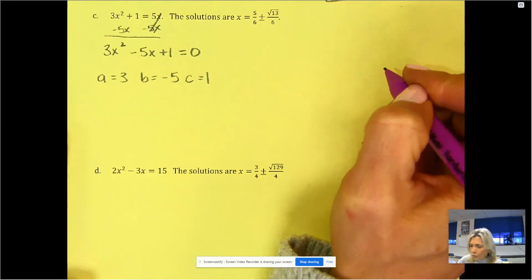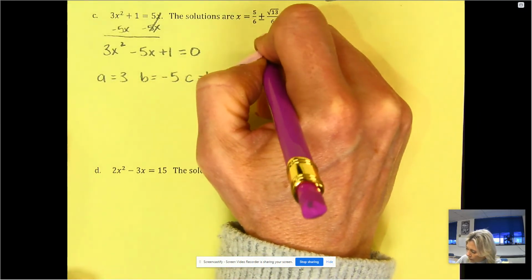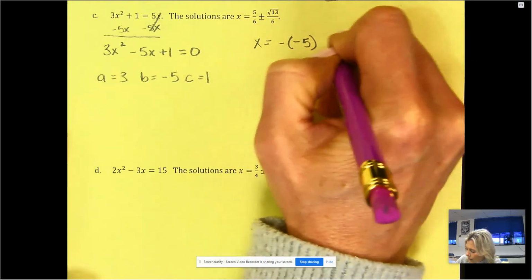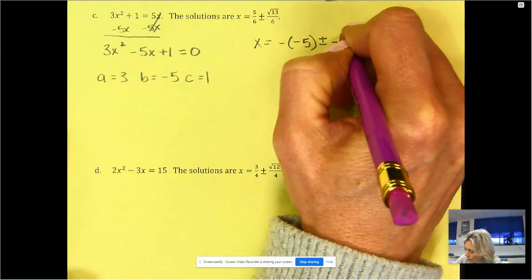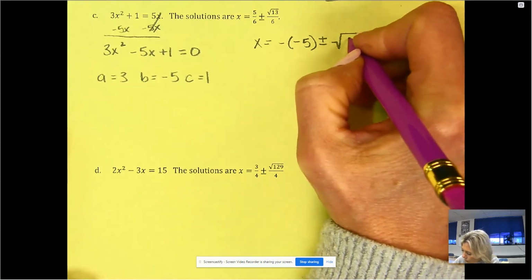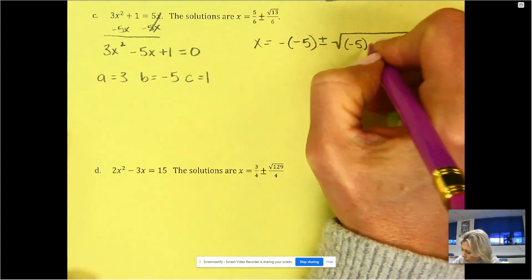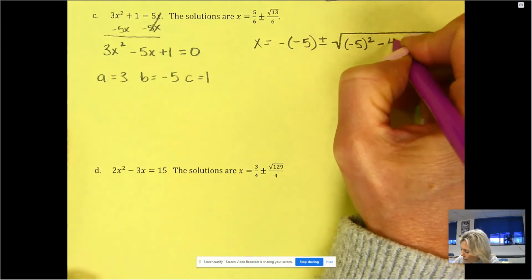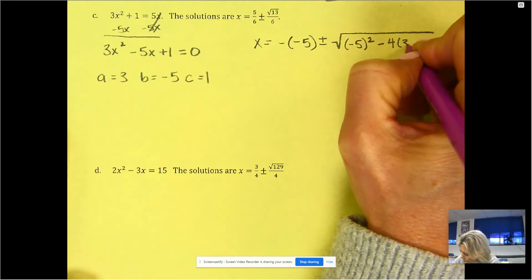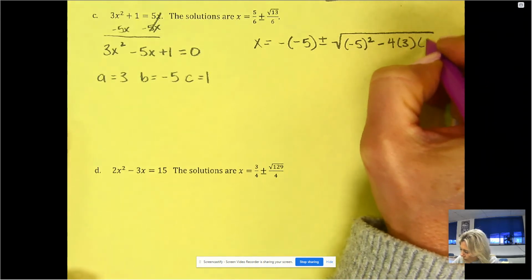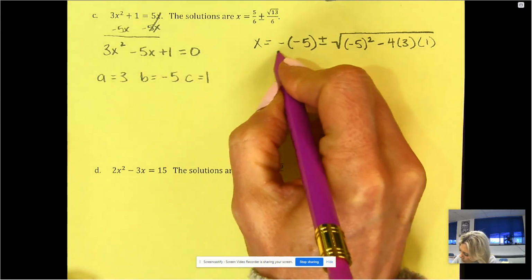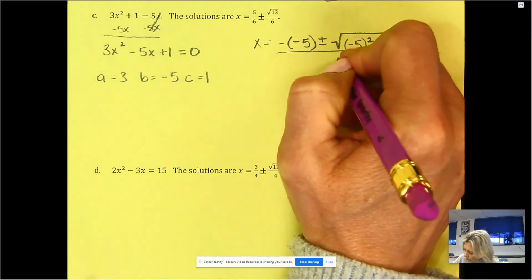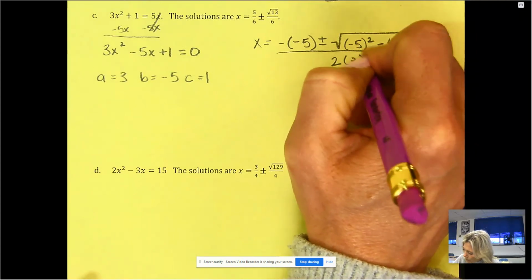So setting up the formula, x equals negative b, negative negative 5, plus or minus the square root, negative 5 in parentheses squared, minus 4 times 3 times 1, all divided by 2 times 3.